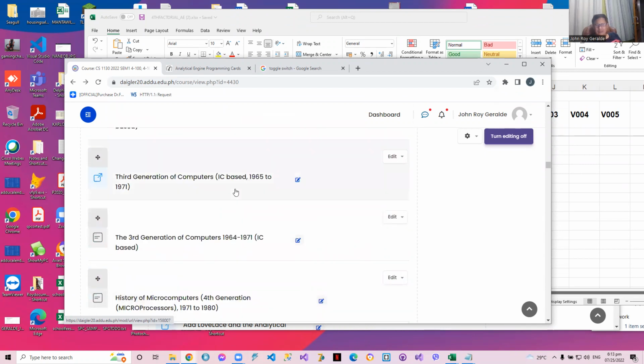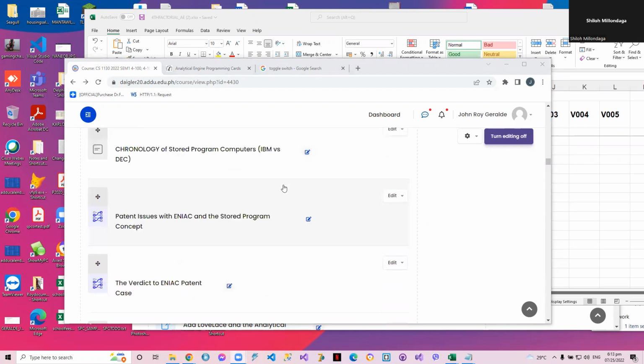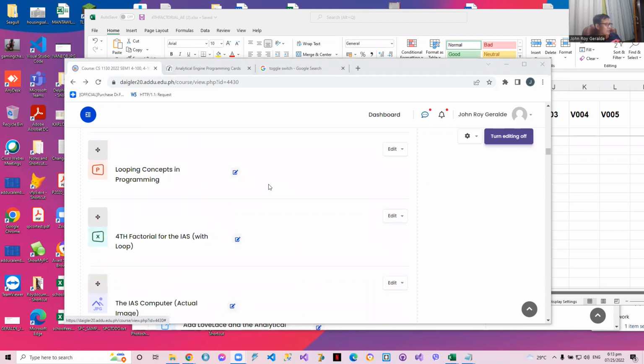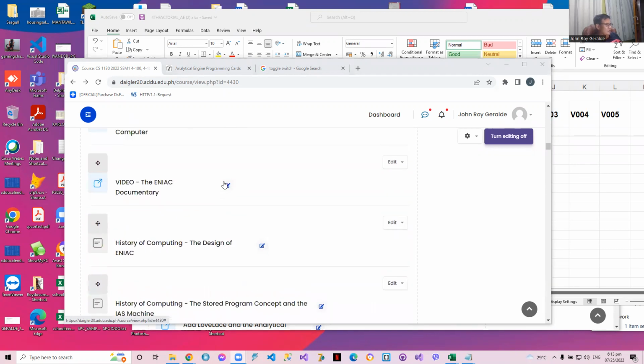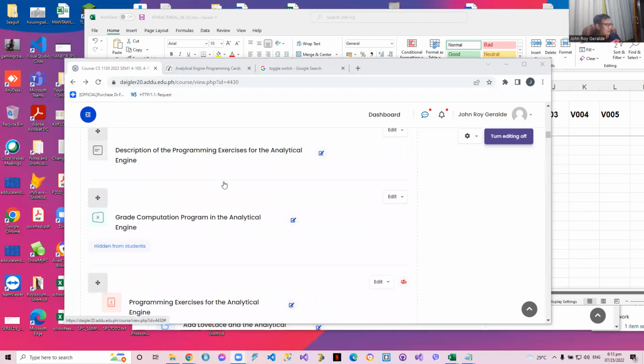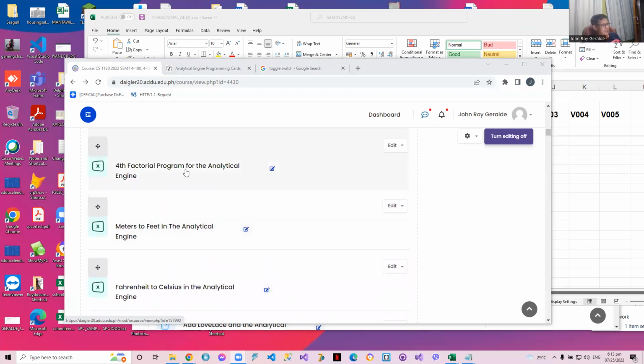Any questions? Sir, yung Excel na nasa screen mo ngayon, sir, where is it located? Nandito sa fourth factorial for the analytical engine. This, no? Ito. Do you see it? Yes, sir. Thank you po.